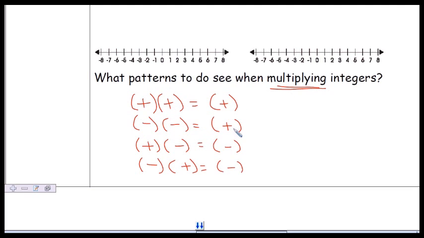Negative times a negative equals a positive also. But positive times a negative equals a negative, and negative times a positive equals a negative. If you think that's a lot to remember the way I just read it, I would agree with you, because that sounds a little confusing.